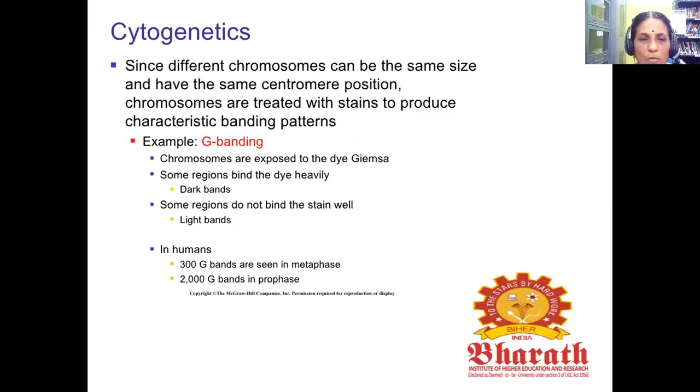chromosomes are treated with stains to produce characteristic banding patterns. Example, G banding. In G banding, chromosomes are exposed to the dye Giemsa. Some regions bind to the dye heavily; we call them dark bands. Some regions do not bind the stain well; we call them light bands. In humans, about 300 G bands are seen in metaphase and 2000 G bands in prophase.